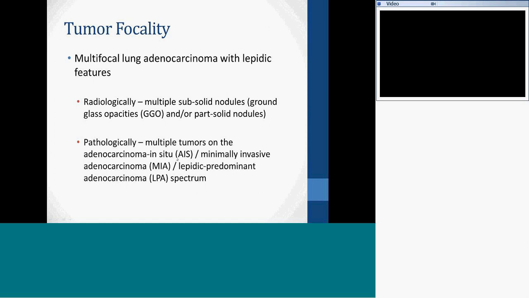In terms of multifocal lung adenocarcinoma with lipidic features, this is referring to a situation where, in either a lobectomy or a pneumonectomy, there are multiple lepidic-predominant tumors. Radiologically, these typically present as multiple subsolid nodules, whether pure ground glass opacities or part solid nodules or some combination of both. Probably all of us have seen that you can often have multiple tumors that are on the AIS, MIA, and lepidic predominant adenocarcinoma spectrum.